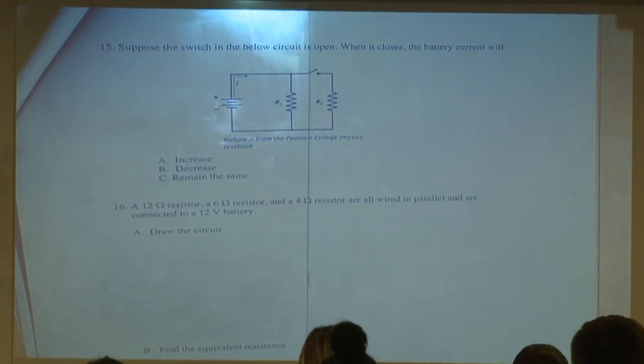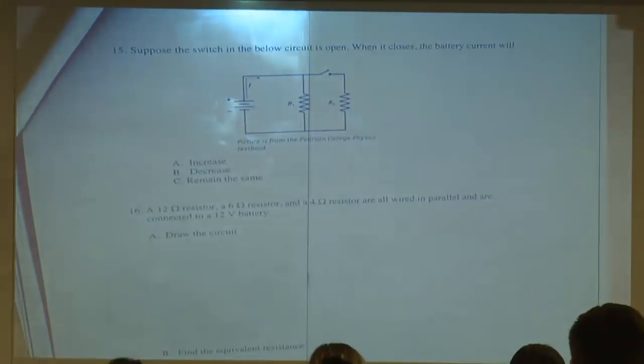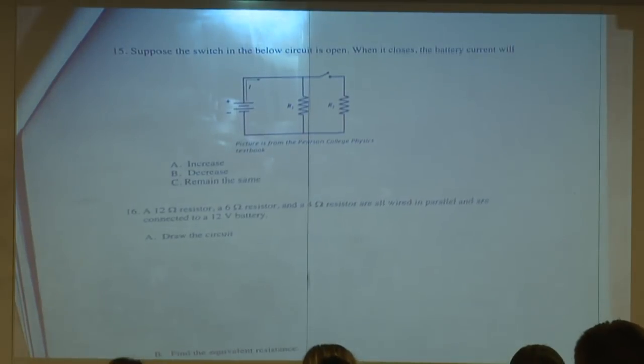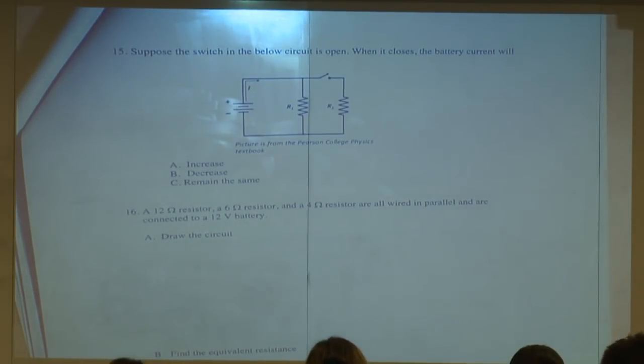So it says, suppose the switch in the below circuit is open. We're out of the magnetic field stuff, I think, till the end, actually. Well, I think there's one more. Okay, so anyway, suppose the switch in the below circuit is open. When it closes, the battery current will do what?